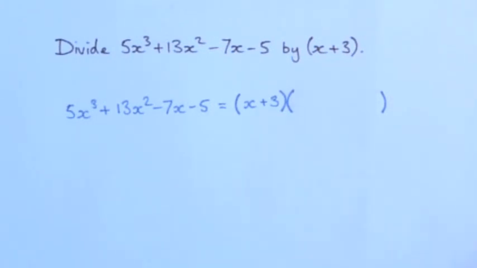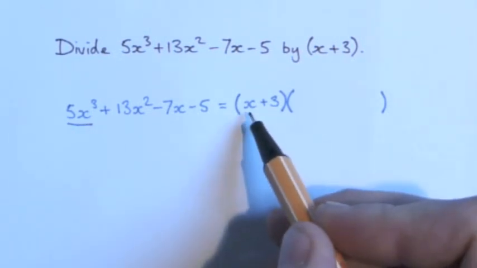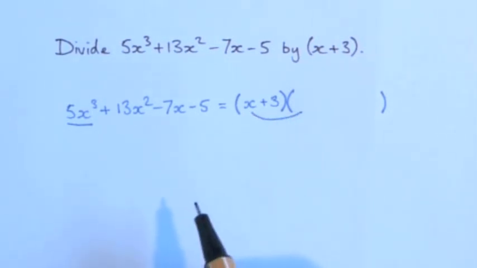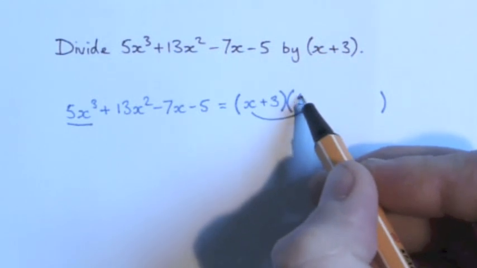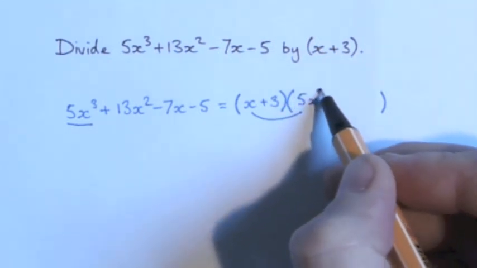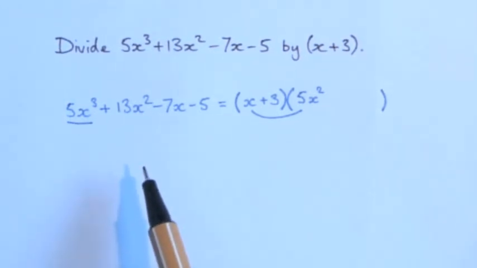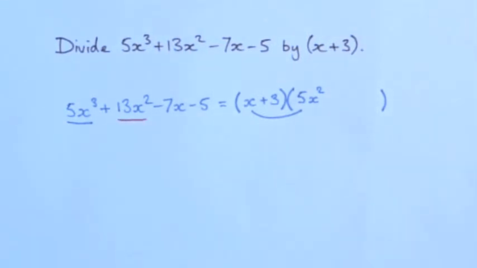So it's going to come from the x multiplied by whatever comes first here. So that indicates that this needs to be 5x squared. Okay, so we've now got the 5x cubed term. The next thing to check is the 13x squared.